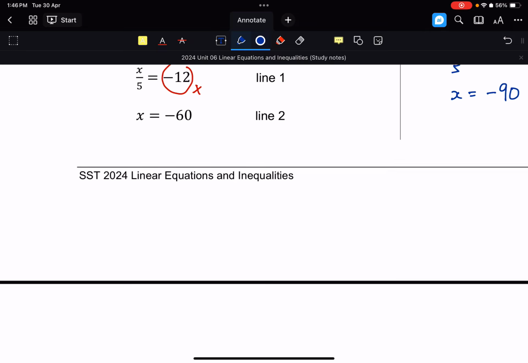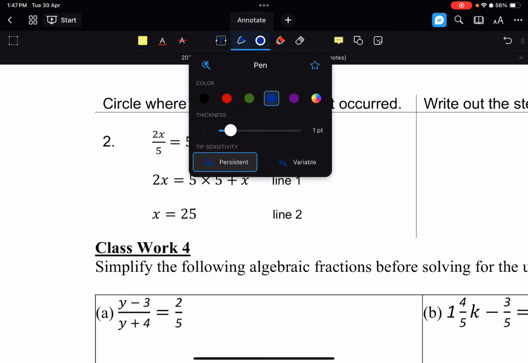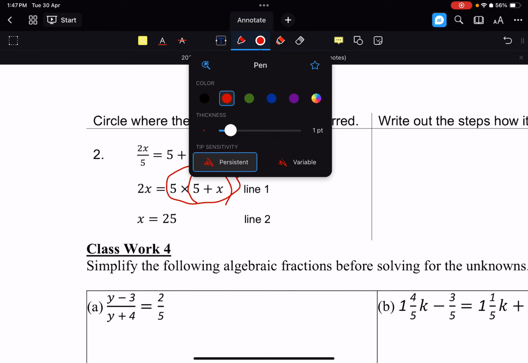Okay. We have another scenario here. Can you find the error? Well, the error in this case is when we multiply by 5, we must have this bracket over here. We're multiplying the 5 to the entire expression. So that's the error. It's a huge error over here. So what is the correct version now?